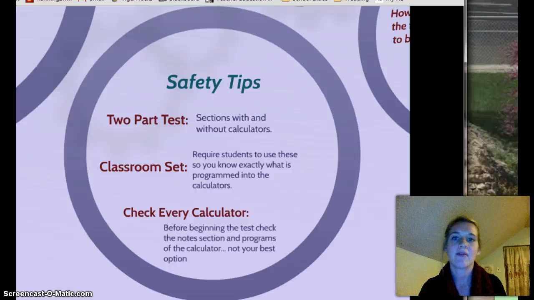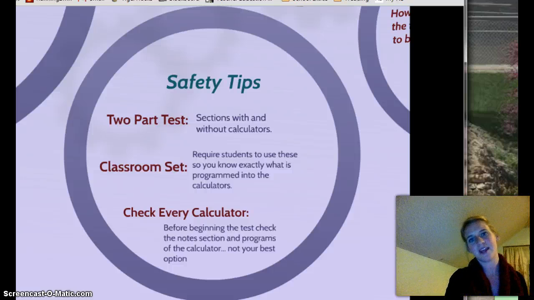The same thing, you can have a classroom set. If you require them to use a classroom set on the test, well, then you can monitor exactly what's on your calculator, and they won't have any time before the test or after the test or whenever to put functions or cheating answers into their calculators.